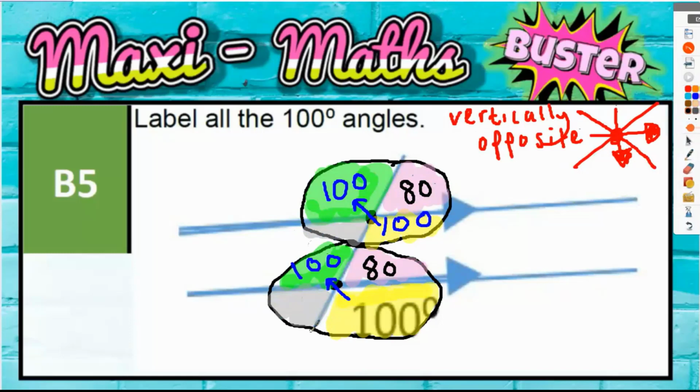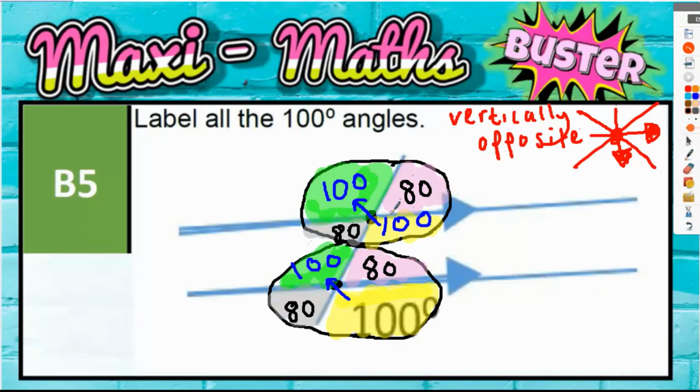Then you can say vertically opposite angles in a cross over the point are equal. So the grey one has to be 80 because it's opposite the pink 80, because it's angles on a straight line with the green 100, and it's angles on a straight line with the yellow 100 as well. And this grey one here is also going to have to be 80. It's corresponding to the other grey 80 that we've already got, so it's equal. It's vertically opposite to the pink 80, and it's angles on a straight line with the green 100 and the yellow 100. So there you have it.